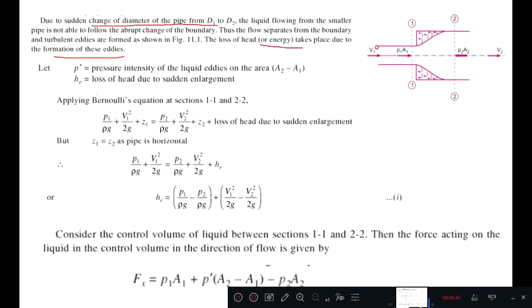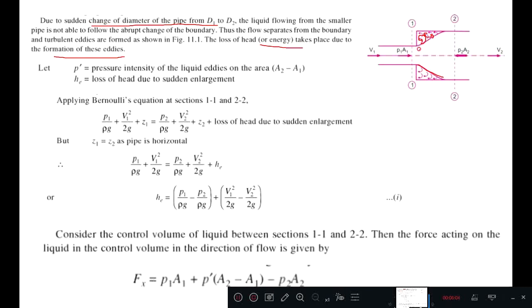So whenever the flow changes suddenly from a smaller section to a larger section, the flow will not follow the boundary. In that case, the flow separates from the boundary. When it separates from the boundary, the water starts whirling here.